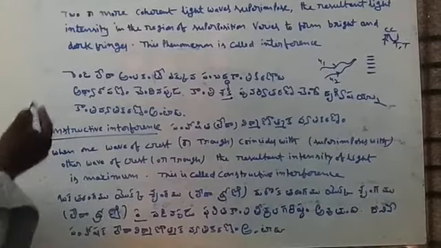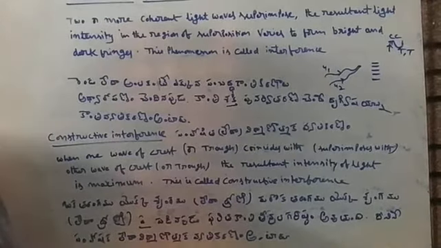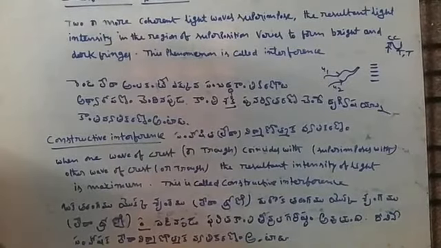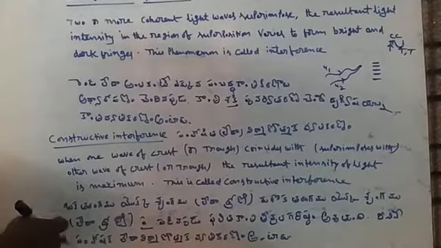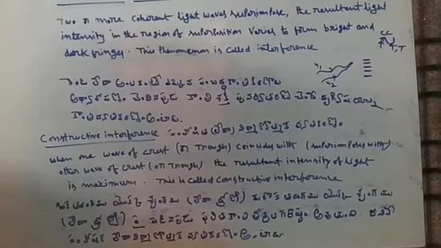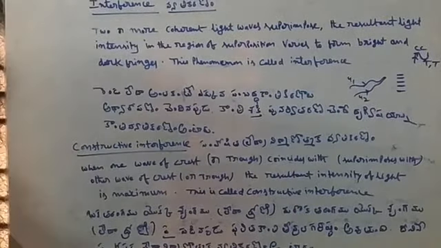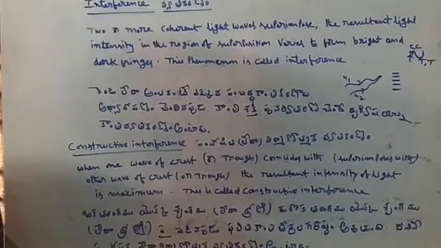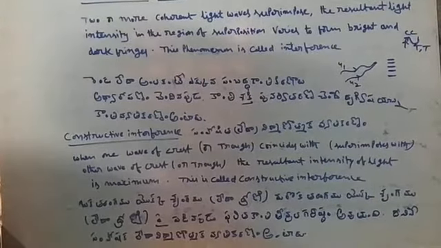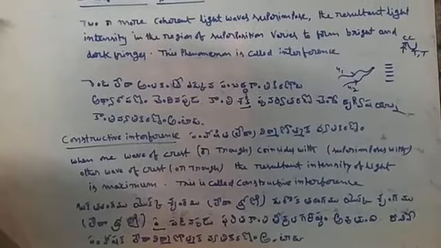Once again, the definition: when two or more coherent light waves are superimposed, the resultant light intensity is modified, that means maximum and minimum alternately. This phenomenon is called interference. Constructive interference means the crest of one wave coincides with the crest of another wave, or the trough of one wave coincides with the trough of another wave. The intensity is maximum. This phenomenon is called constructive interference.